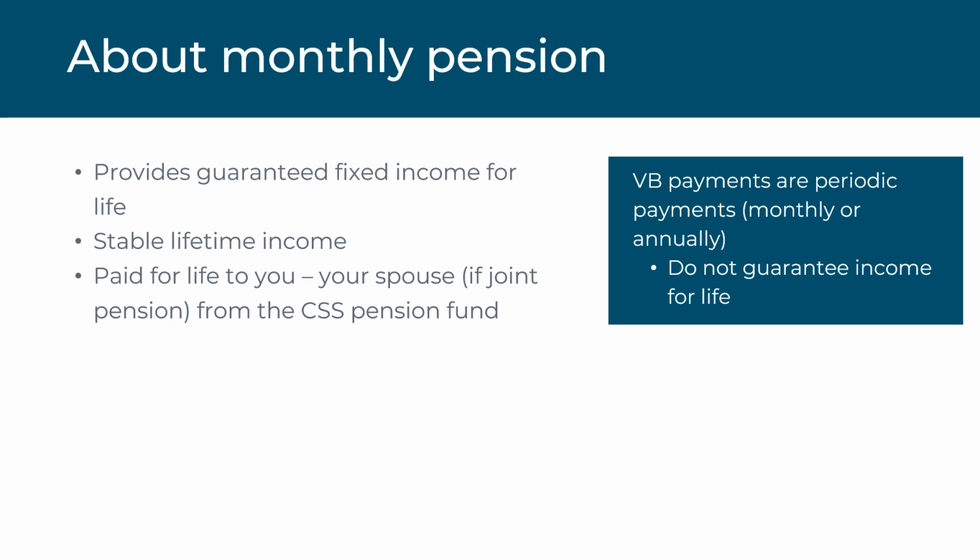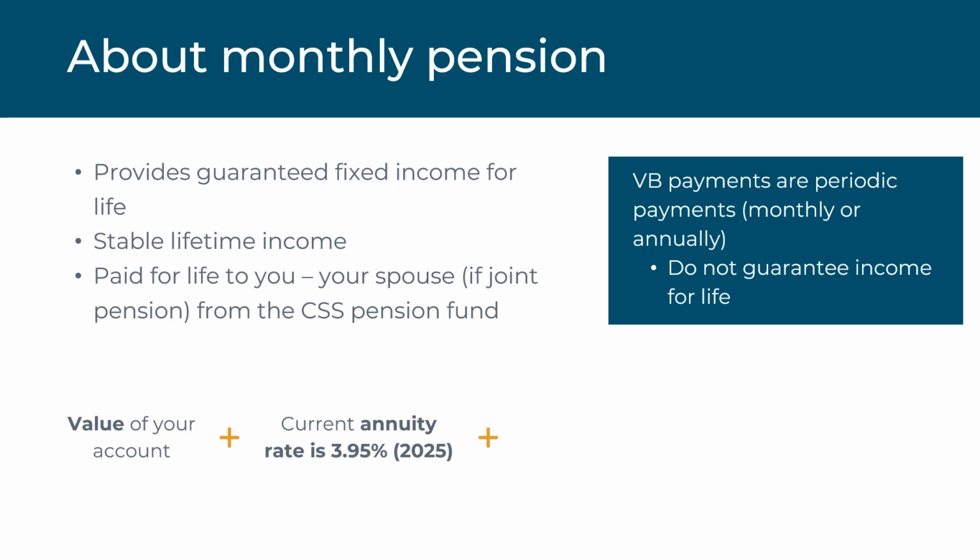As discussed in a different video, variable benefit payments provide you with flexibility. You can set up periodic payments, which can be monthly or annual, as well as increase or decrease the payment if needed. Keep in mind that VB payments do not guarantee income for your lifetime. The traditional monthly pension option is a stable lifetime income.